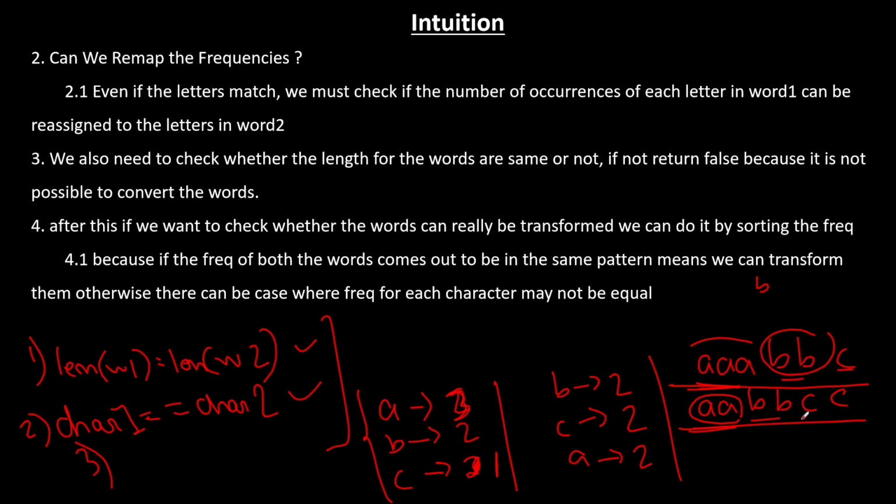We are just left with C, right? But we have three A's. So it becomes a kind of impossible task to convert or swap the values. If you can understand, you cannot do anything with these three A's, right? You cannot swap in place or swap it with the other word. So this becomes false.